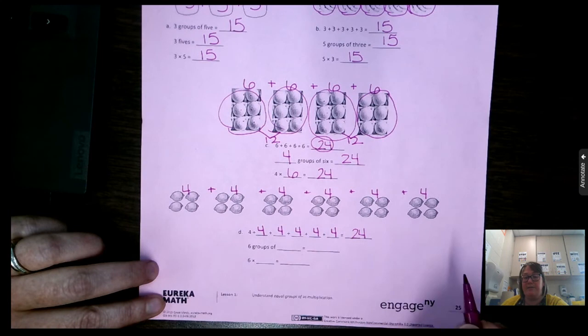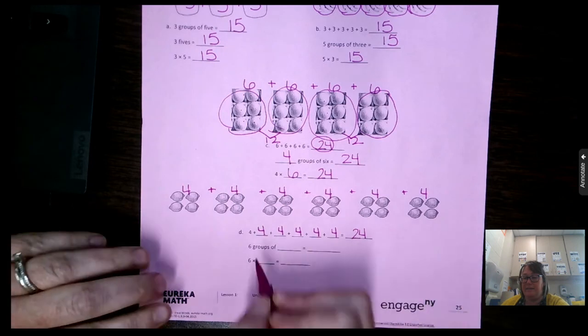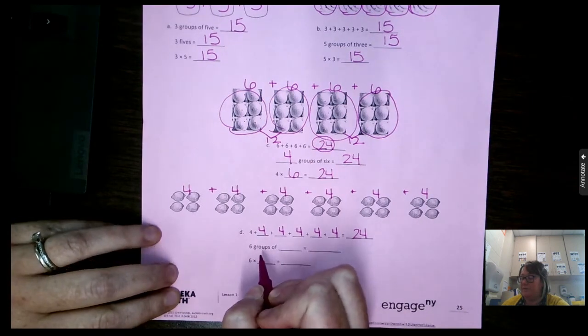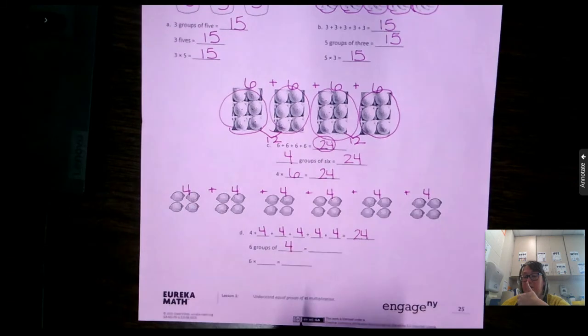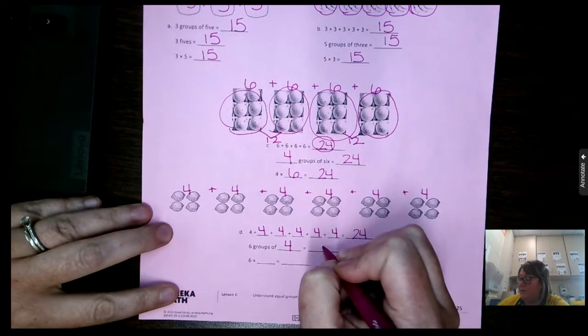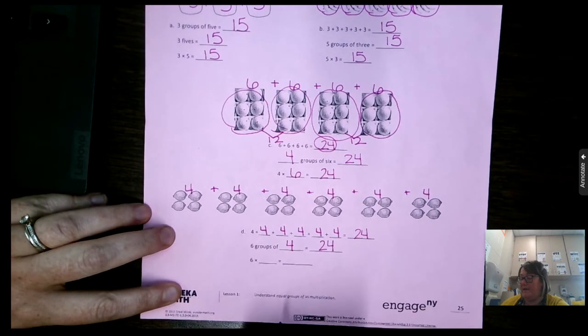Do you agree? Give me a thumbs up if you had that part as well. Awesome job. All right, so then let's see what you came up with. So there's 6 groups. So 6 groups of 4. Did you put a 4 there? Thumbs up if you put a 4. Good, and then we know that this part would also be 24. Super job. And then 6 times blank.